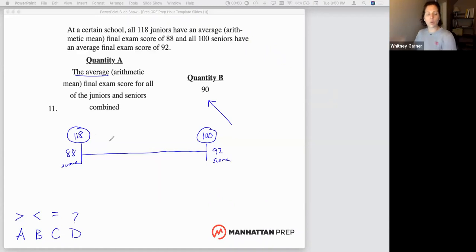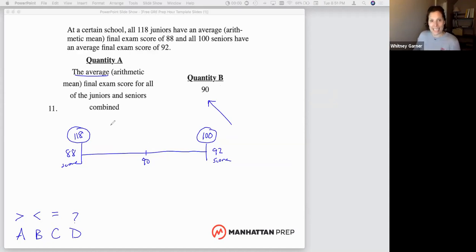If there were an equal number of juniors and seniors, what would the average final score for all of them combined be? Right, so we always go back to that place like, well, what if it were equal? Yeah, it'd be right in the middle. And right in the middle of an 88 and a 92 would be a 90.